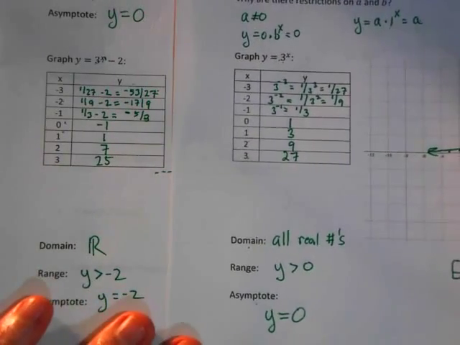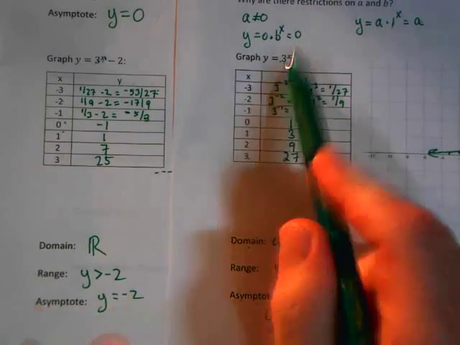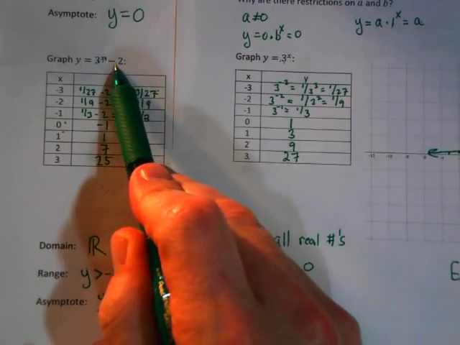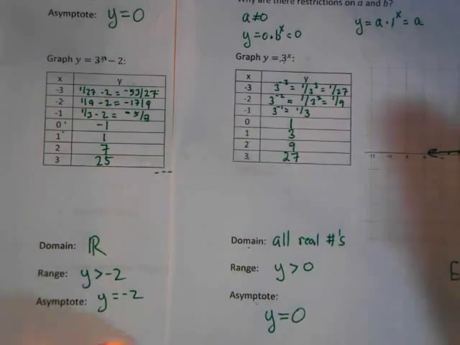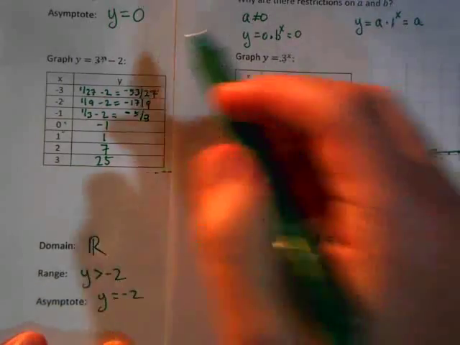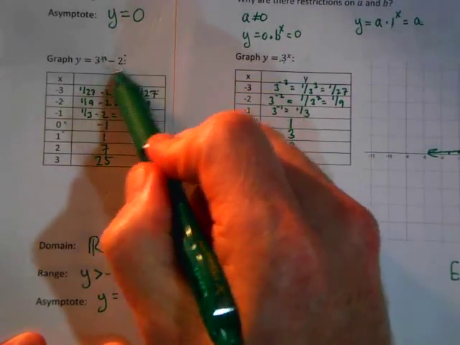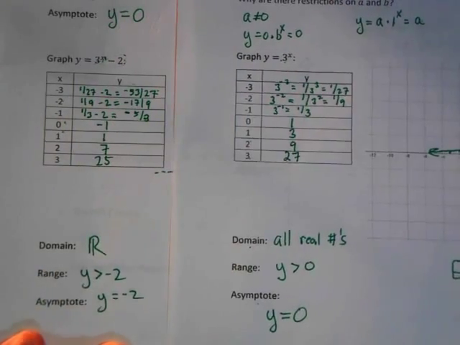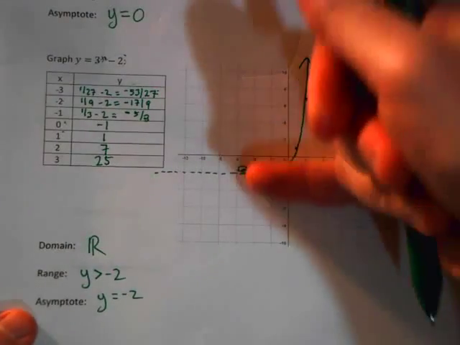So compare that with what we had with y equals 3 to the x. And what did this minus 2 do? It simply took the graph and pushed everything down exactly 2 units. So this minus 2 out here slid the graph down 2 units.